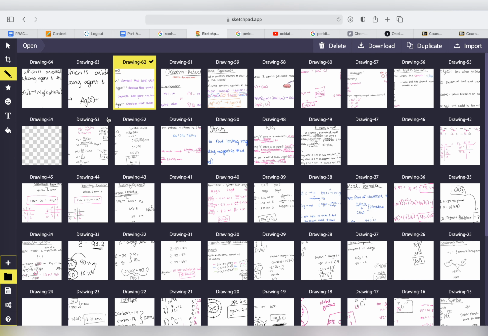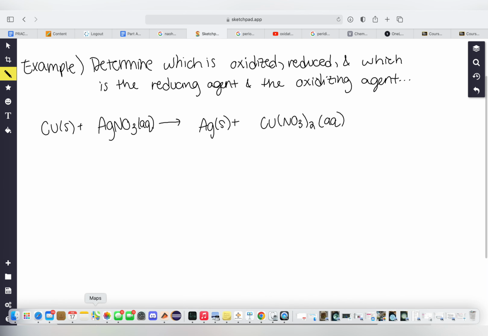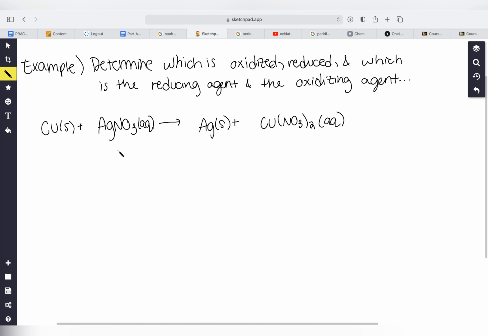I'm going to quickly go over some examples. I have an example and then I also have a practice problem. Here's an example. The question says, determine which is oxidized, reduced, and which is the reducing agent and which one is the oxidizing agent. The first thing you want to do is determine what things can gain and lose electrons. Usually what we're looking at there are the metals, the things that are written first or have a positive charge when they are in a reaction.